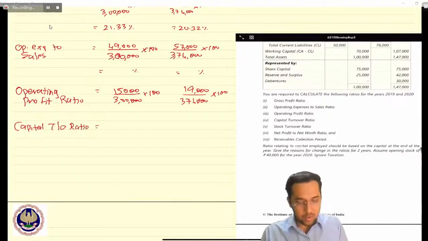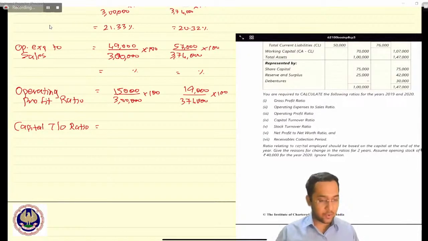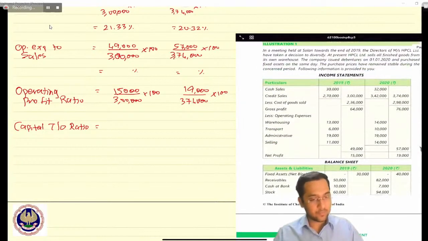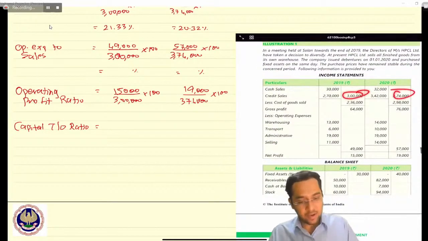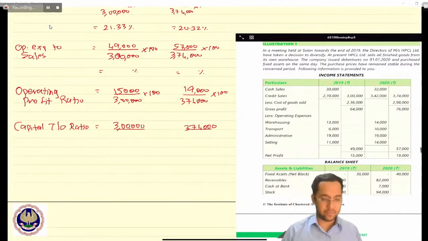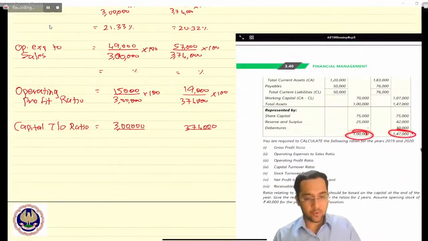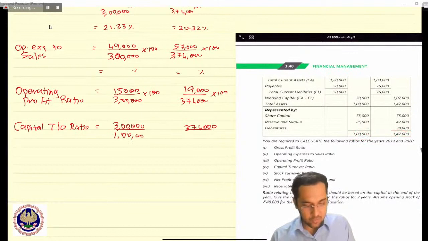Then after operating profit ratio, next is capital turnover ratio. Capital turnover is simply sales upon the capital, sales upon the capital that is fully employed. So we have a sales figure of 3 lakh and 3,74,000. And as I told you, all our turnover ratios are always going to be in number of times. 3 lakh divided by the capital that is employed. Capital employed is 1 lakh and 1,47,000. So you can get the answer as simply so many times.